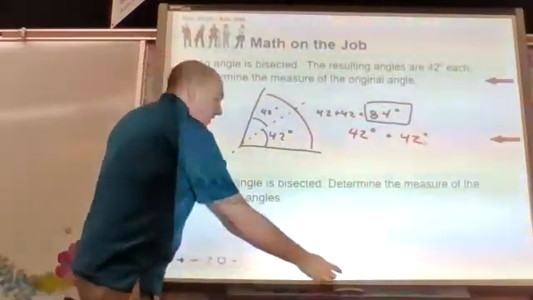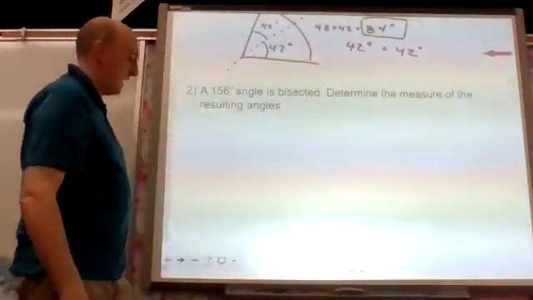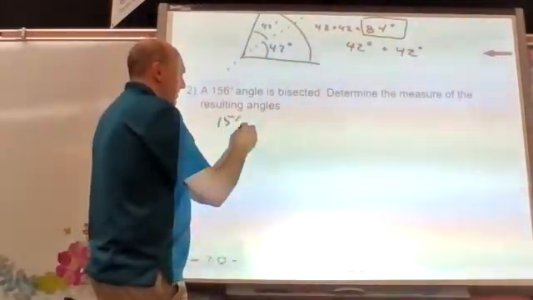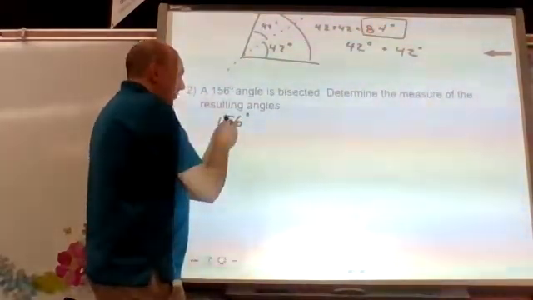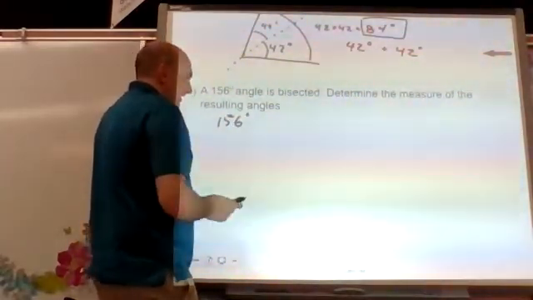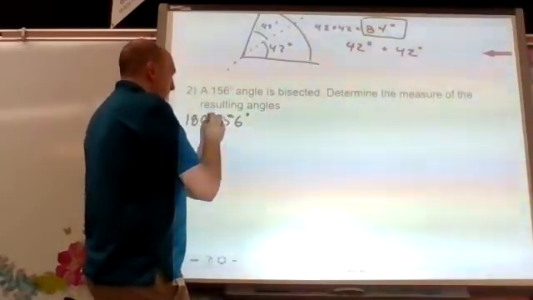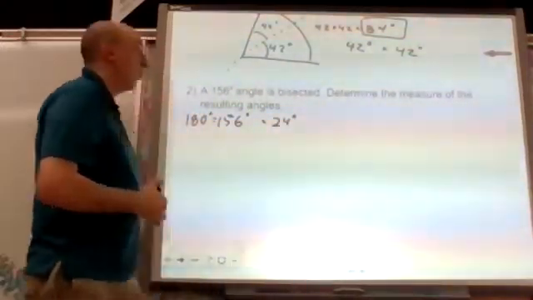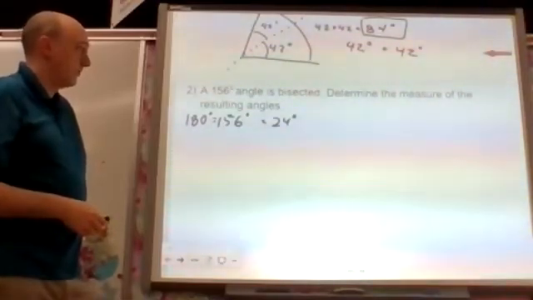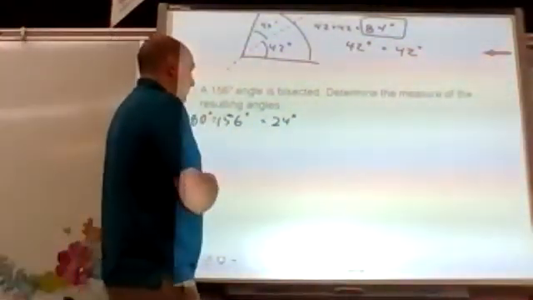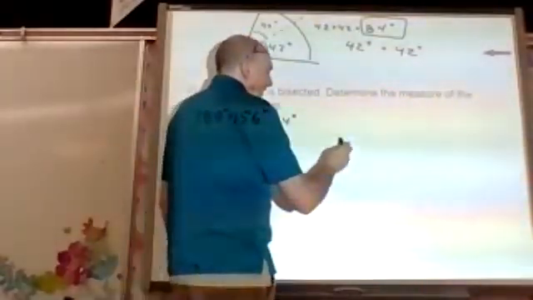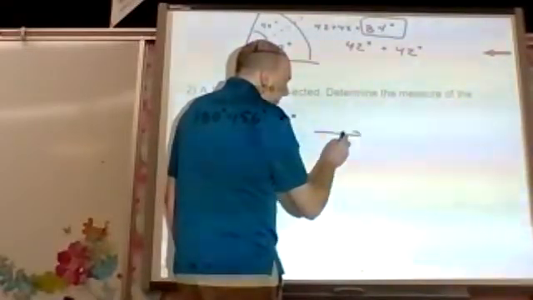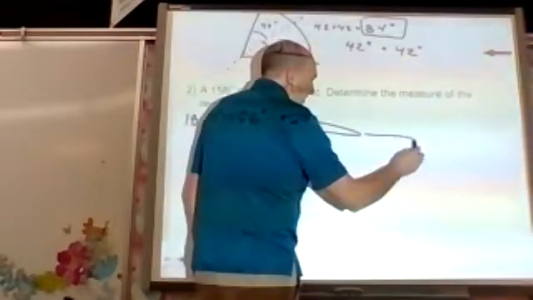Second question. A 156 degree angle is bisected. What does 156 look like? 156 degrees, obviously that's an obtuse angle. And one of the ways that we can draw it and figure out how big it is exactly is to subtract it from 180. So we get 24 degrees left over. Right, 156 plus 24 is 180.